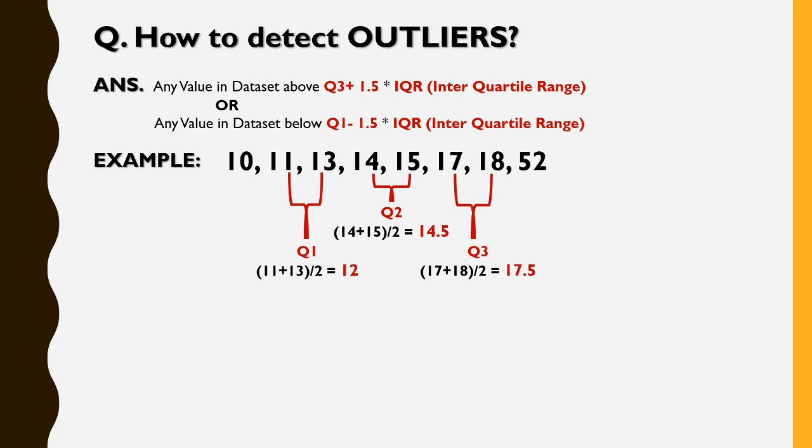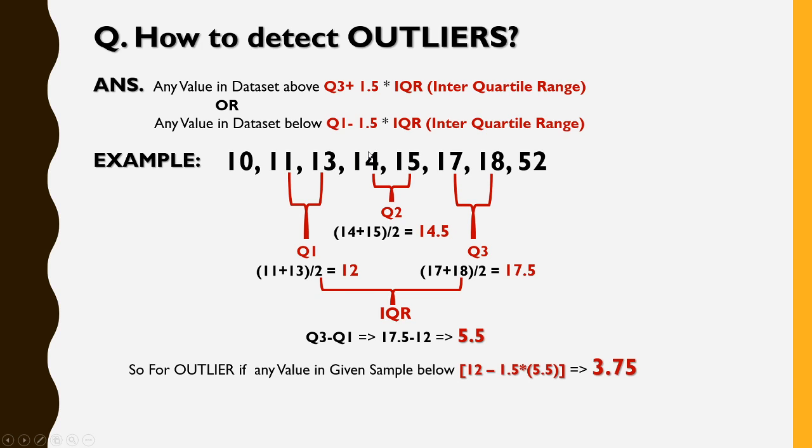Then for finding the IQR, we need to do Q3 minus Q1. So IQR equals Q3 minus Q1, which is 17.5 minus 12, equals 5.5. Hence our quartile 1 is 12, our quartile 3 is 17.5 and our IQR is 5.5. Now if we put these values in the equation, we will get to know whether there is any outlier in this sample or not.